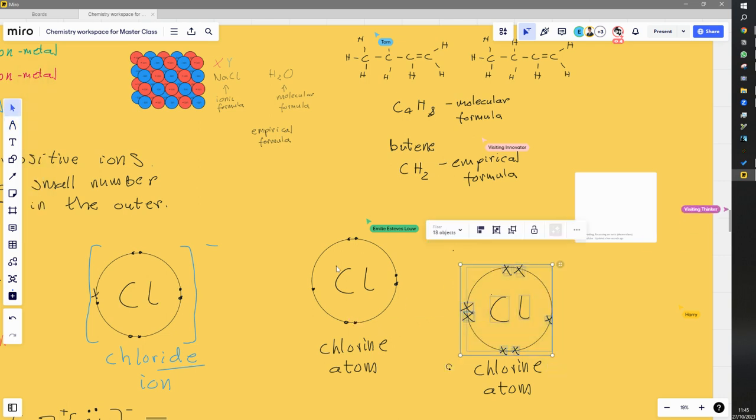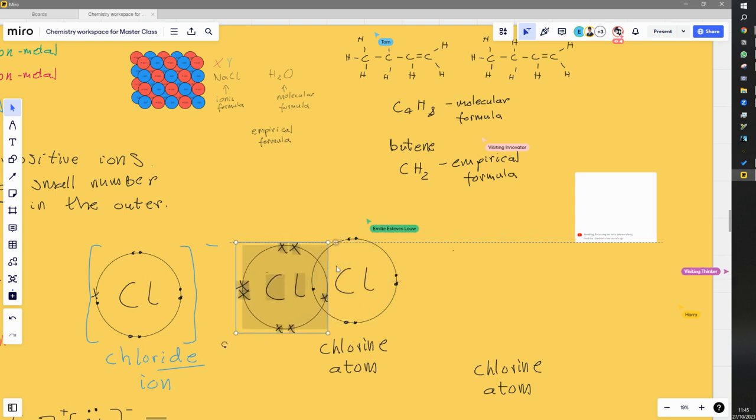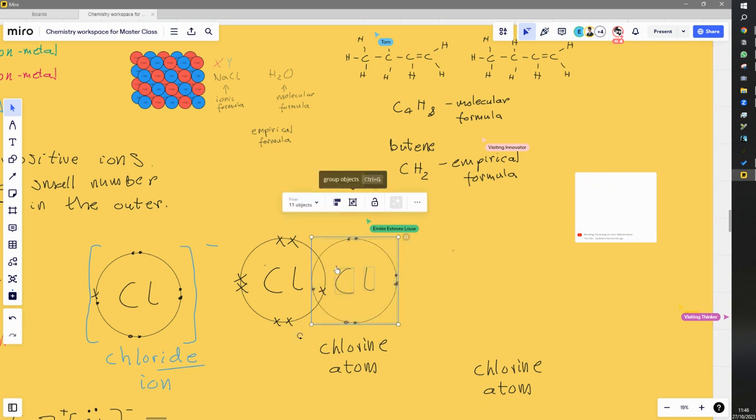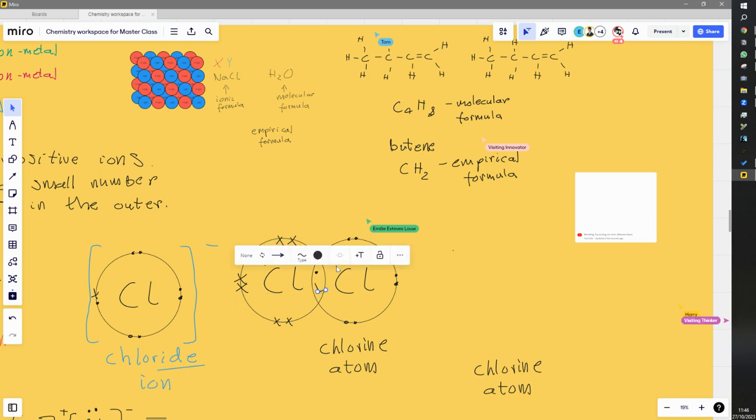So essentially what happens is they share electrons. So how do we demonstrate that? We draw the circles intersecting, and then we generally put the dot and the cross here. Oh, okay, fine. This is ridiculous. There we go. So you put them in the middle.